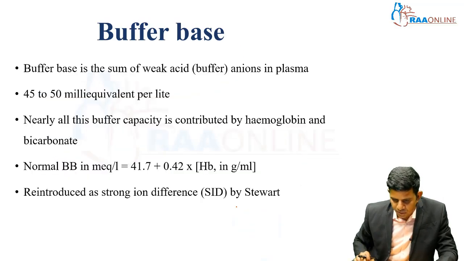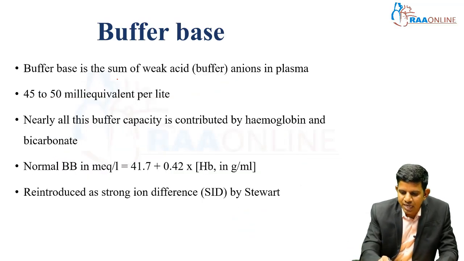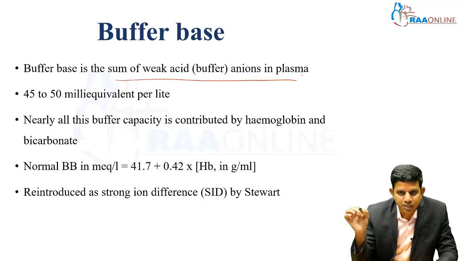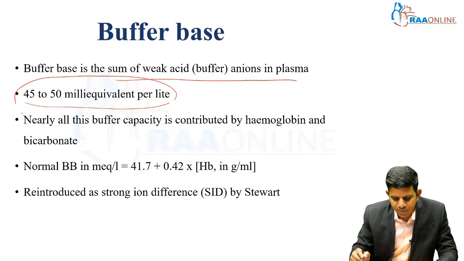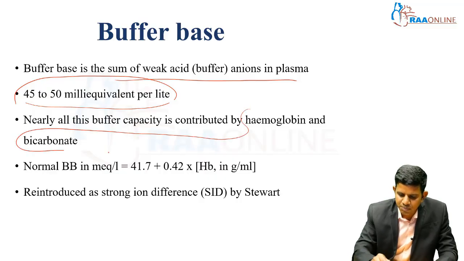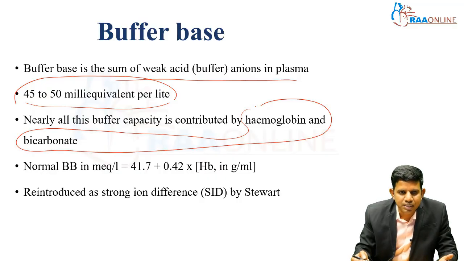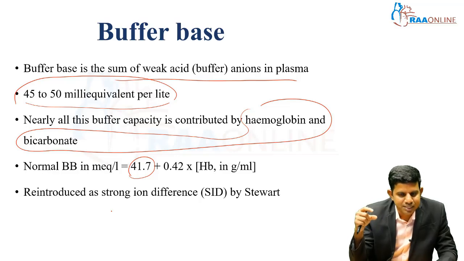So, the buffer base is the sum of weak acids, of all anions in the buffer anions in the plasma. Normally it is 45 to 50 milliequivalent per liter. Nearly all this buffer capacity is mostly contributed by the hemoglobin and the bicarbonate. The normal buffer base you can calculate by this formula, 41.7 plus 0.42 into my hemoglobin level. Later, this same buffer base concept was reintroduced as the strong ion difference by Stewart. We will discuss this separately in the Stewart approach of acid base disorder.